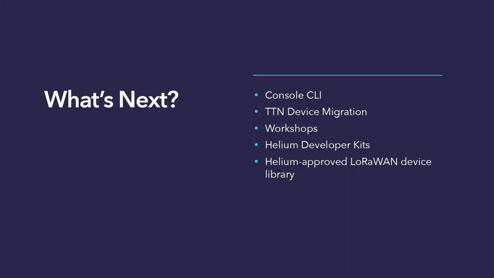In addition, we want to start building out workshops that will showcase more end-to-end demos on how to build applications using something like AWS IoT. We're also introducing what we call developer kits, which will be development boards for you to get started on prototyping. And we're also building out a catalog of LoRaWAN devices that we've tested and approved.